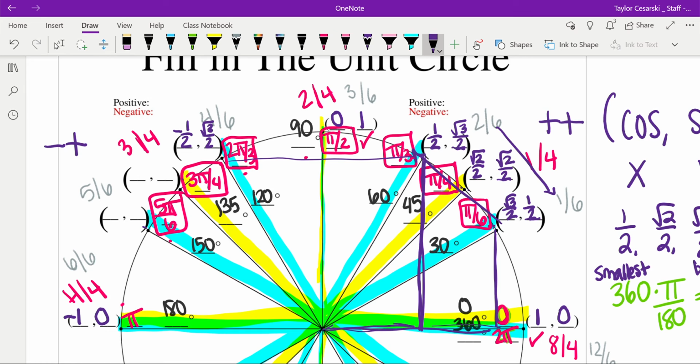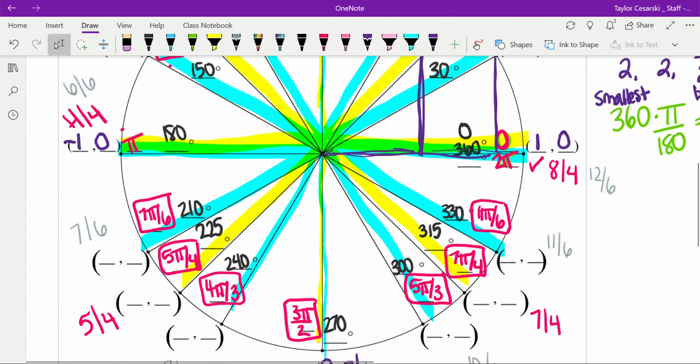Same thing with 135. Negative square root of 2 over 2, positive square root of 2 over 2. The x value is negative, the y value is positive. Negative square root of 3 over 2, positive 1/2. The x value is negative, the y value is positive, and I'm looking just straight across on my circle.